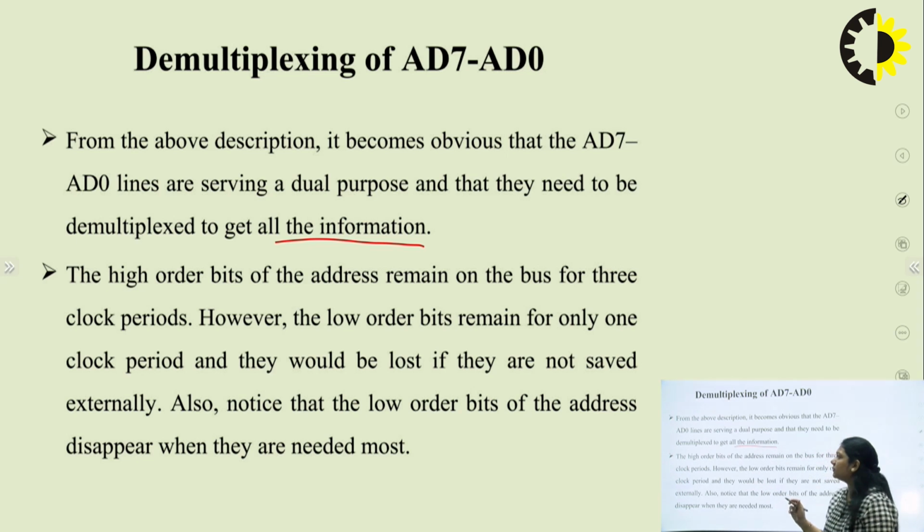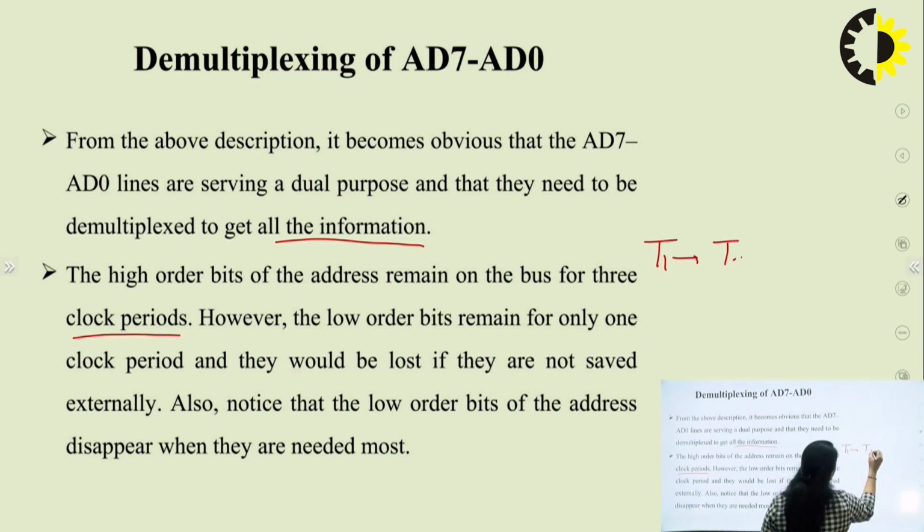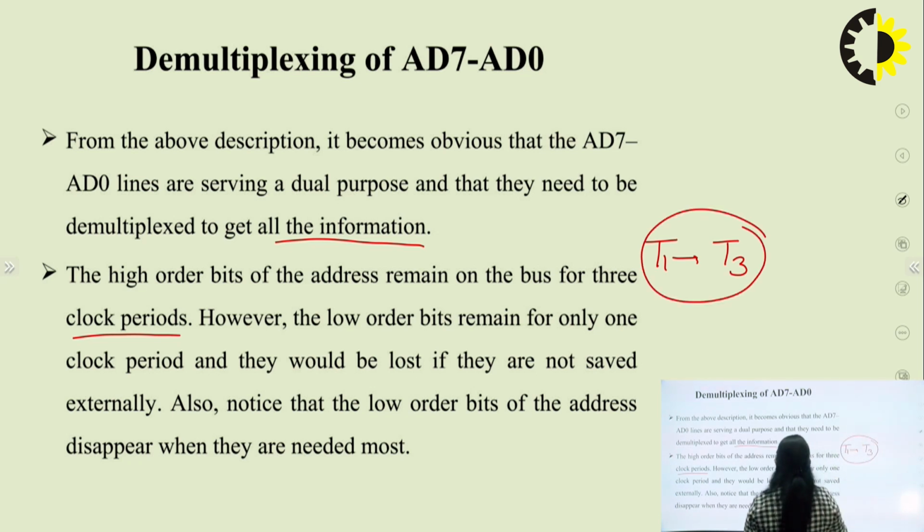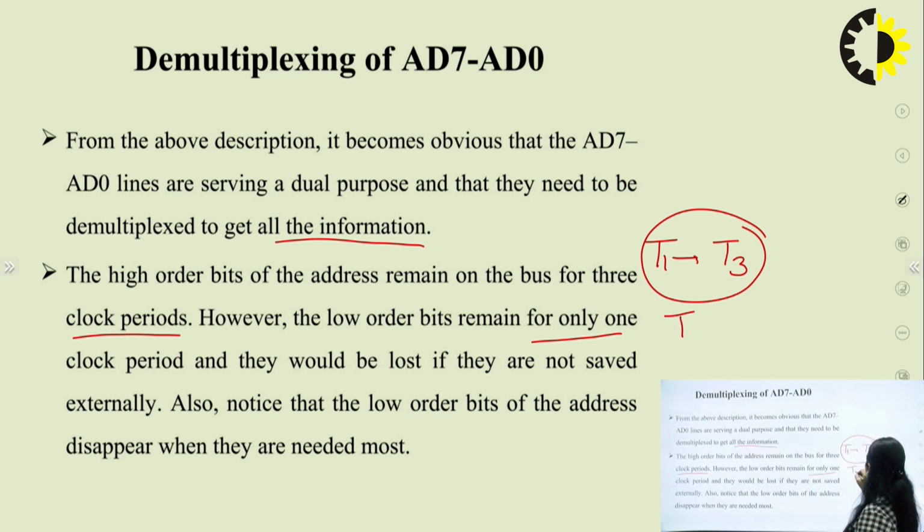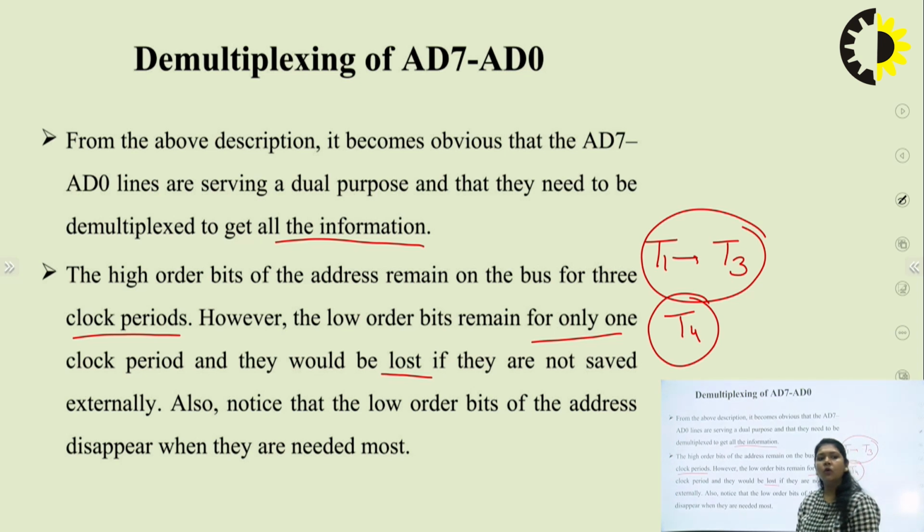The higher order bits of the address remain on the bus for the 3 clock periods that we have just discussed, T1 to T3, or T states we can say. And the low order bits remain only for 1 clock period, that was T4. They would be lost if they are not saved externally, and the low order bits of these addresses disappear when they are needed the most.